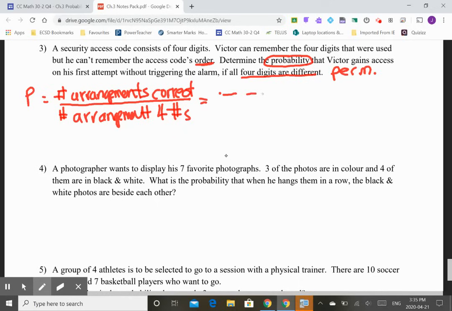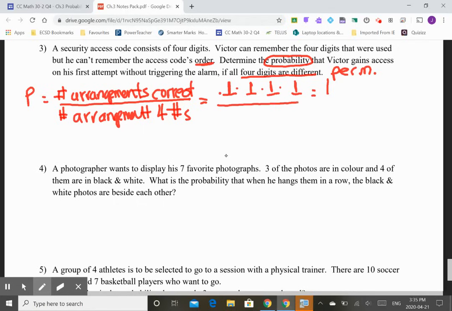Let's draw our 4 blanks for our numerator, and let's talk about our number of choices for each spot. Well, in the first position, there's only one number that's correct for the code. In the second position, there's only one number that's correct. In the third position, there's only one number that's correct. And in the fourth position, there's only one number that's correct. 1 times 1 times 1 is 1, which makes sense because there is only going to be one correct code.